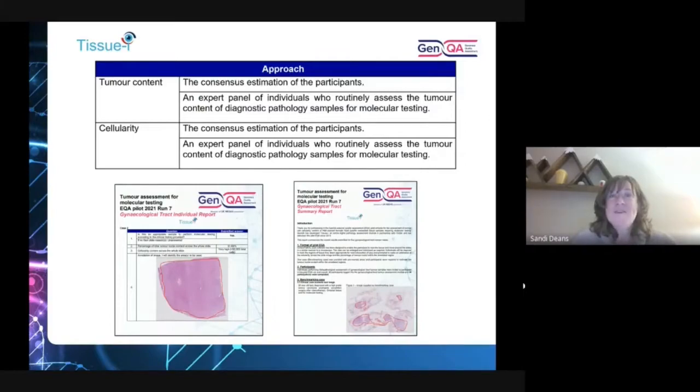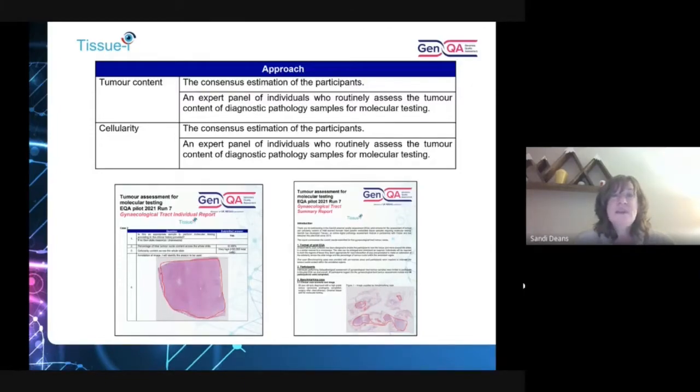We always get asked, and it's a very valid question, how do we know what the correct answer is? It is very difficult to come up with some sort of expert value because it is subjective. So for tumour content and cellularity, we tend to use the consensus estimation of the participants, and also link this into the panel review of the individuals who we know routinely assess tumour content of diagnostic samples for molecular testing and have a huge range of experience, particularly in those specific tumour types. So between the two of these approaches, we often come to the same answer, and we can be more confident that that is what we're looking for.